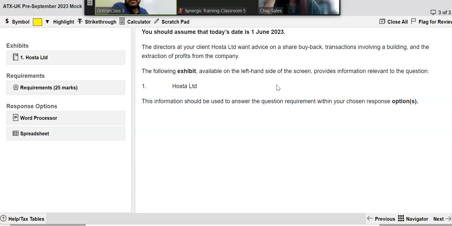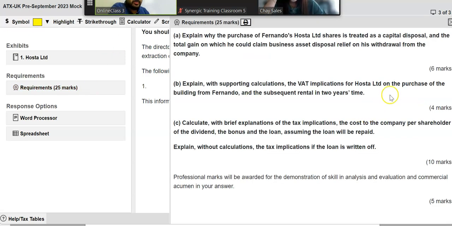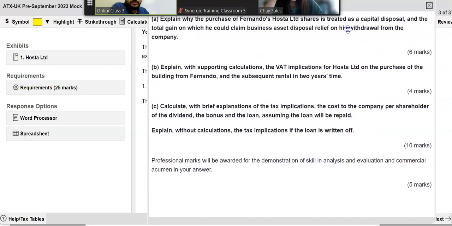So the following exhibit available on the left hand side of the screen provides information relevant to the question. So Hosta Limited and the requirements. So let's first go to the requirements. Please go to the requirement.